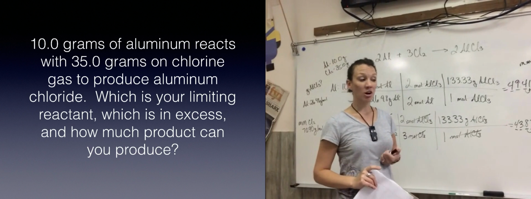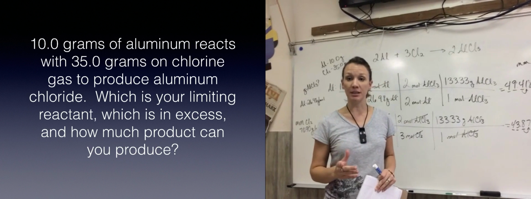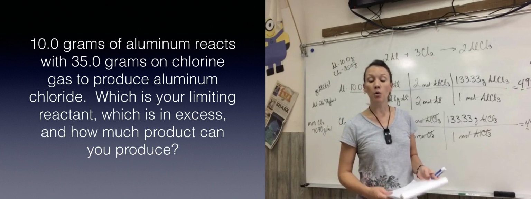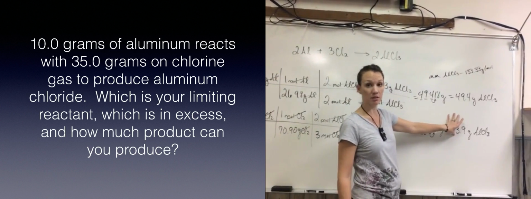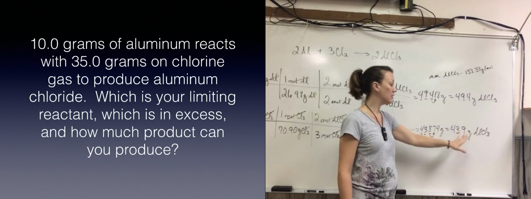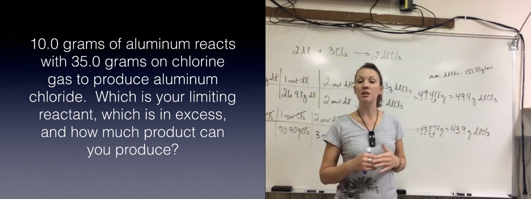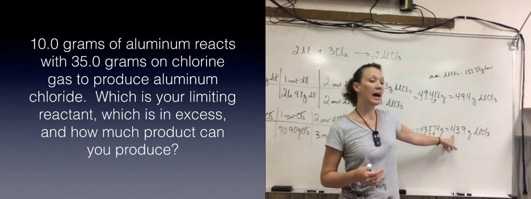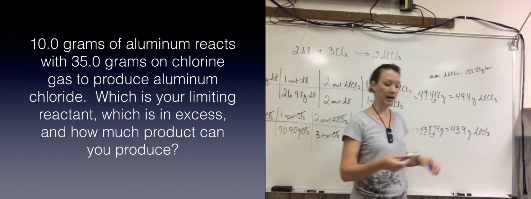Now we can actually answer our questions. We want to know what the mass of our product is going to be. We want to know what our excess reactant is going to be and what our limiting reactant is going to be. Now, in order to answer this, what you're going to do is you're going to look at your 2 mass products right here. Okay? One of them you were able to produce 49.4 grams of aluminum chloride. The other one was 43.9 grams of aluminum chloride. You're going to look at those 2 and find the smaller of the 2. In our case, the 43.9 grams of aluminum chloride is smaller. So that means that that is going to be the mass of our product.